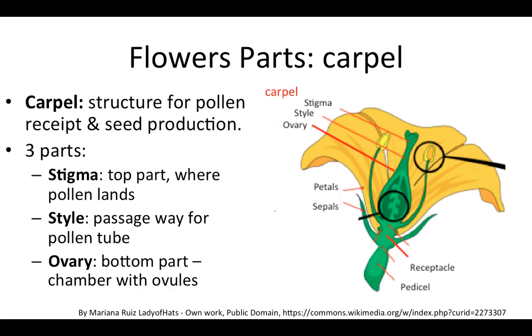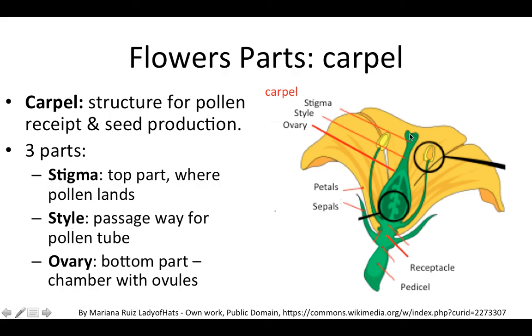We're going to go back now to the slide about the carpels. So carpels are a structure for pollen receipt and seed production. They typically have three different parts, and we'll talk about them in order from top to furthest down. So up here at the top, and you can see it's labeled here, the stigma. This is the part where pollen lands. When the flower is receptive to pollen, this will typically be moist or sticky to help the pollen, which is sort of dust-like in size and appearance, to help it stick to the surface.